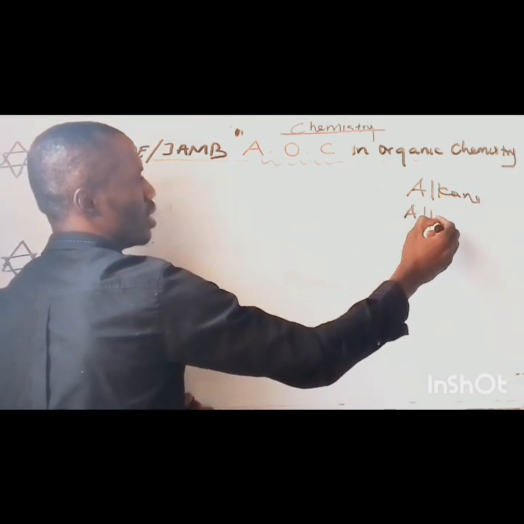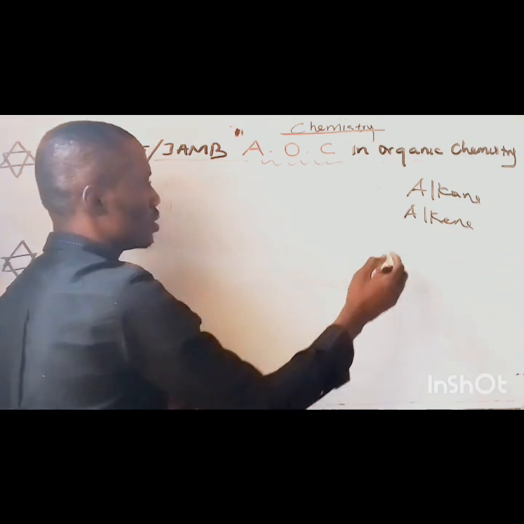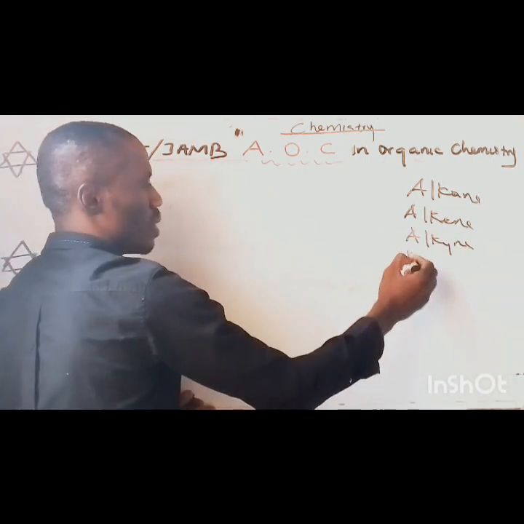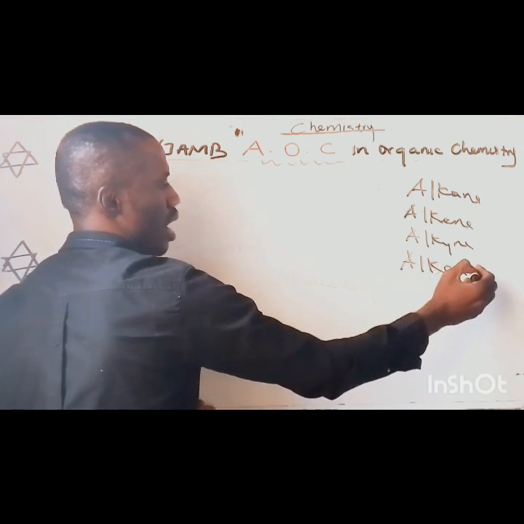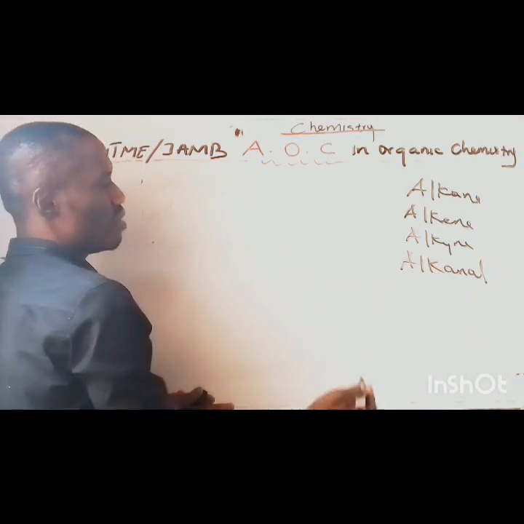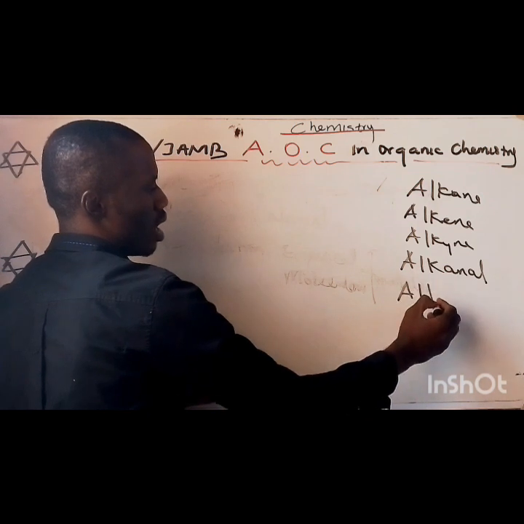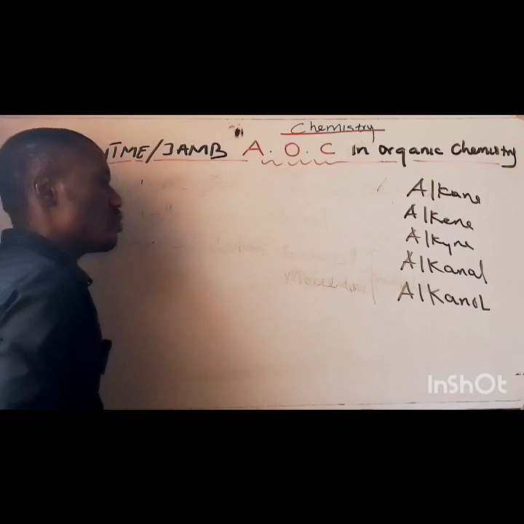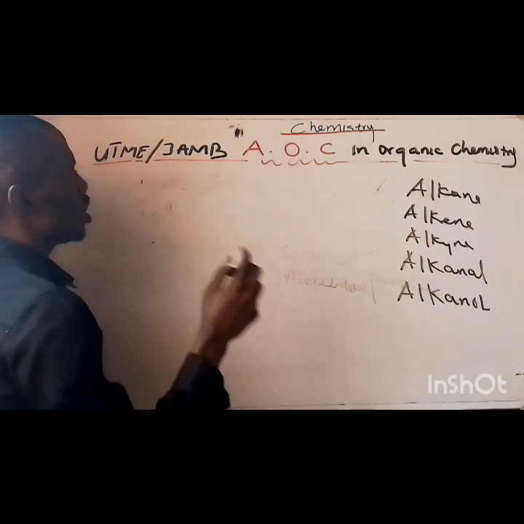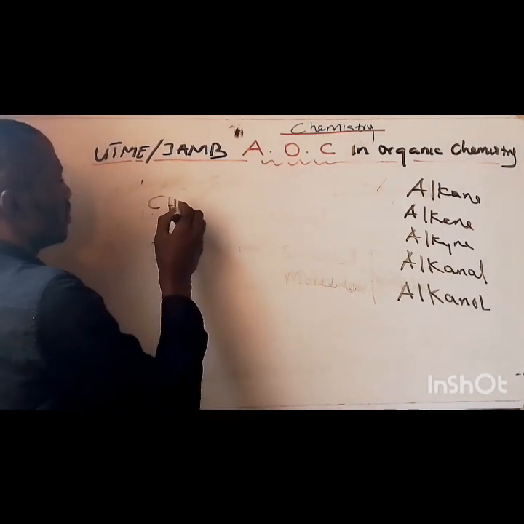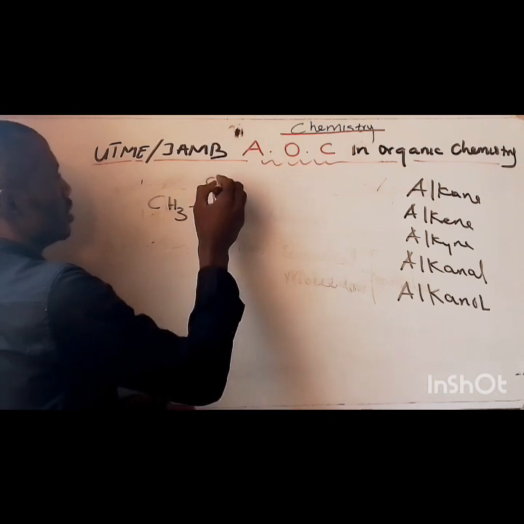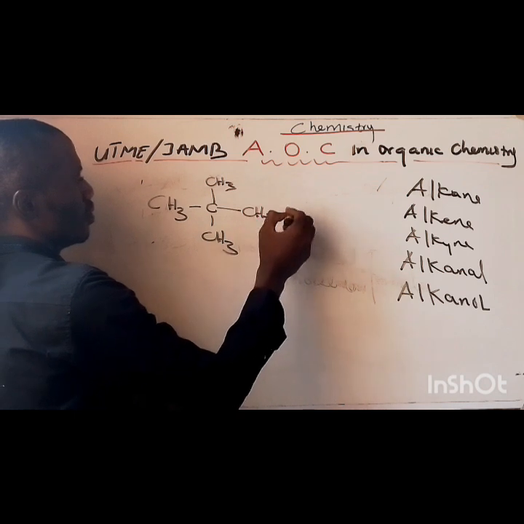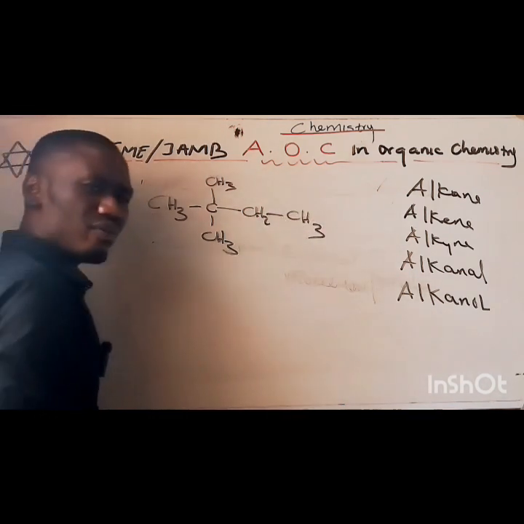But let's just talk about the alkane. Let's talk about the alkene. Let's talk about the alkyne. Let's talk about the alkanal. Maybe let's add to it the alkanol. Okay. Now, if you are given a structure, maybe this structure, CH3, CH3, CH3, and you are asked to name this structure.